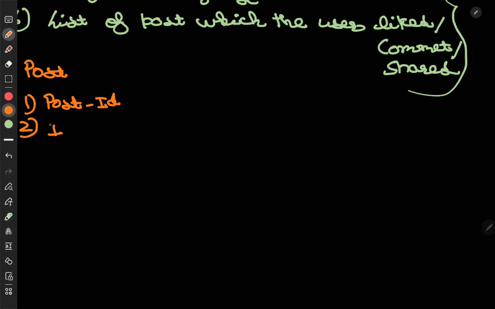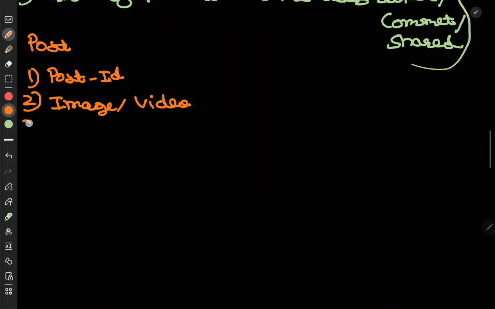The second thing is the image or video that is there with the post. Then comes if the user has put a caption or a textual comment or some text along with the post, so we will have that. So textual content.